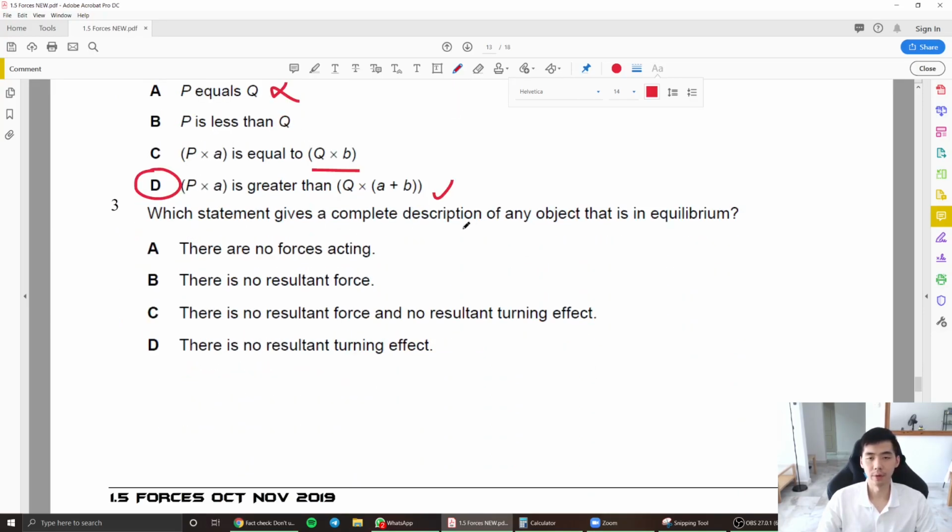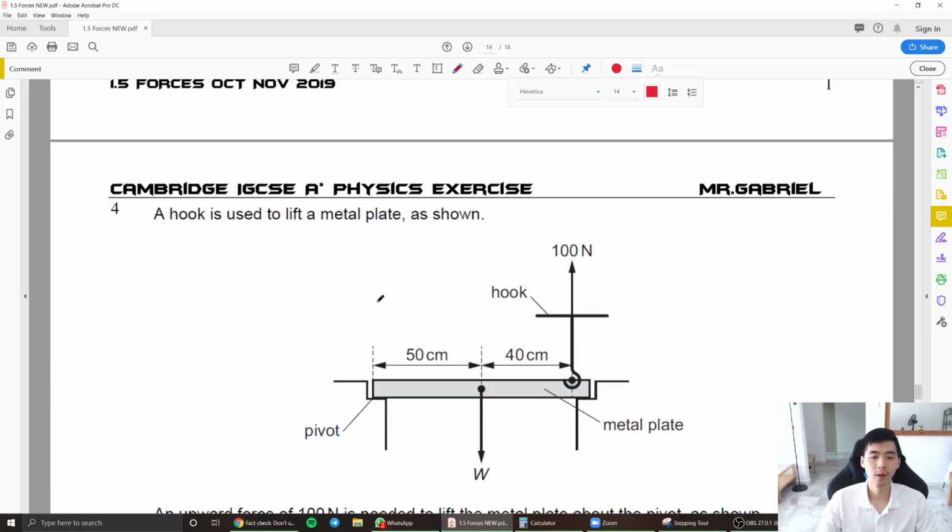Which statement gives a correct description of any object that is in equilibrium? There is no force acting on it. Not true. The forces should be in equilibrium. No resultant forces. This could be possible. There is no resultant force and no resultant turning effect. This is definitely true. Now in your IGCSEs, they always like to ask you what are the two conditions for any object to be in equilibrium. The answers are always no resultant force and no resultant moment. Keep that in mind.